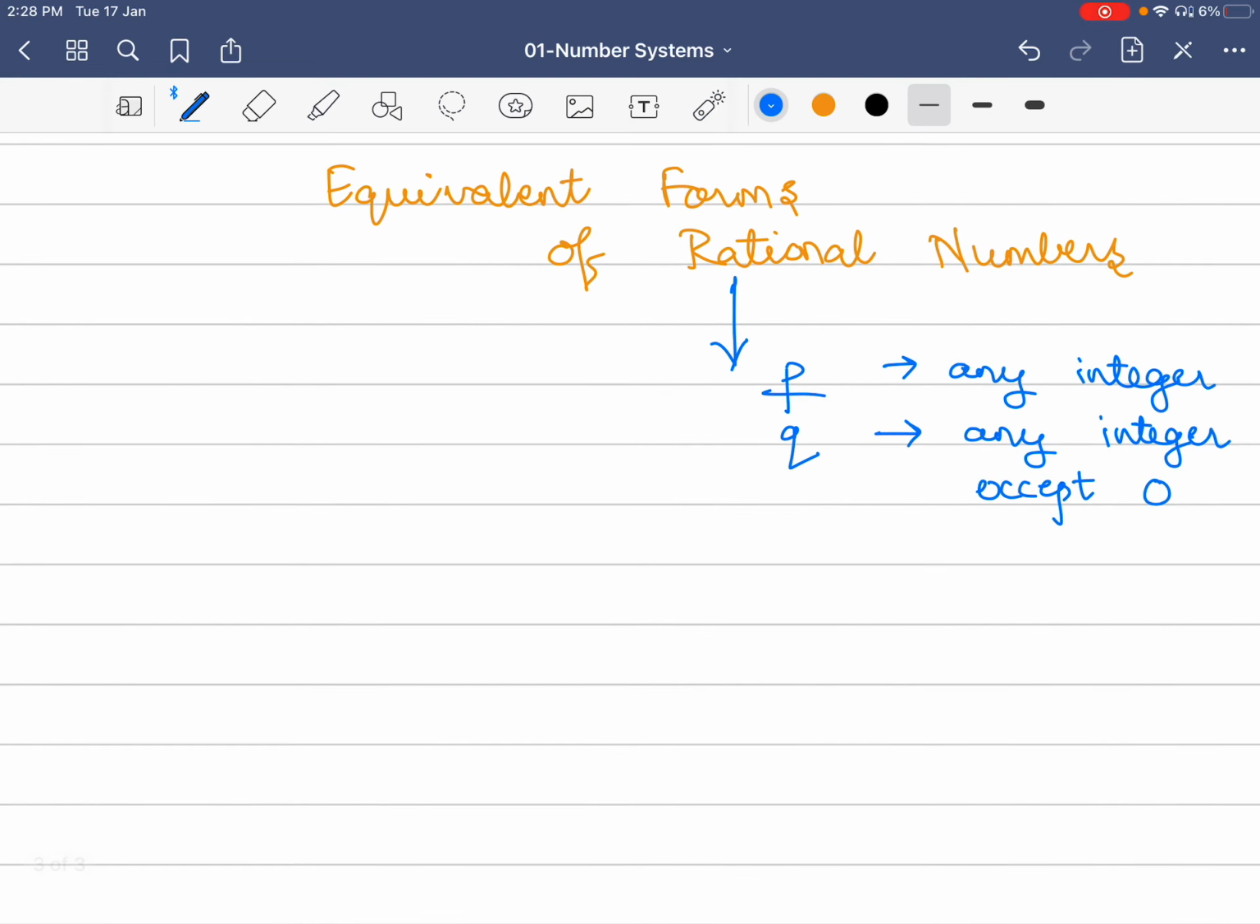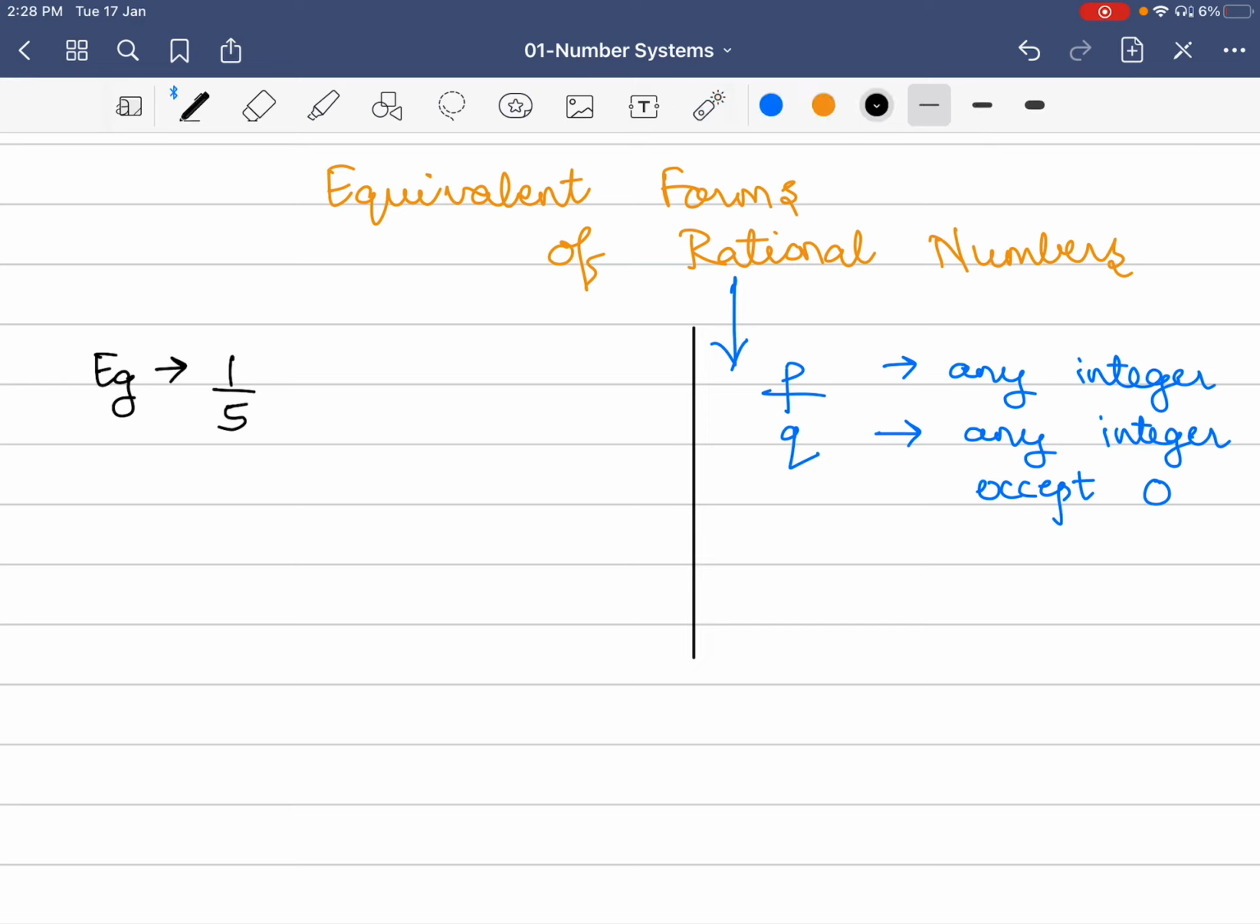Now let's take an example of a rational number. Let me draw a line here. Let's consider one example of a rational number. For example, let's consider 1 by 5. 1 by 5 is a valid rational number, because it fits into this definition of p by q.